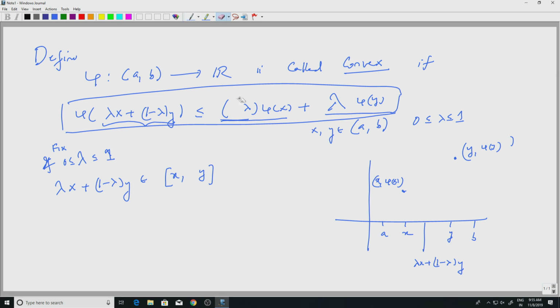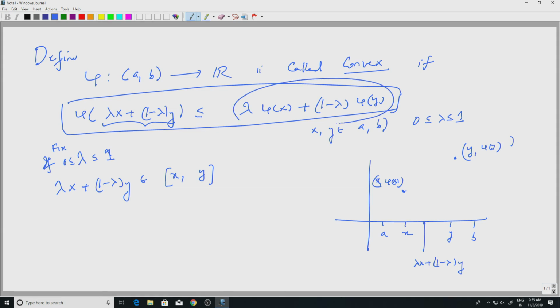The way I am writing is slightly confusing, so let me correct this. The lambda is with x, so lambda into phi x, and 1 minus lambda is with y, so I have 1 minus lambda here. I had written it the other way. So, if I look at a point in between x and y, which is lambda x plus 1 minus lambda y, phi of that point should be less than or equal to lambda phi x plus 1 minus lambda phi y. What does that mean?